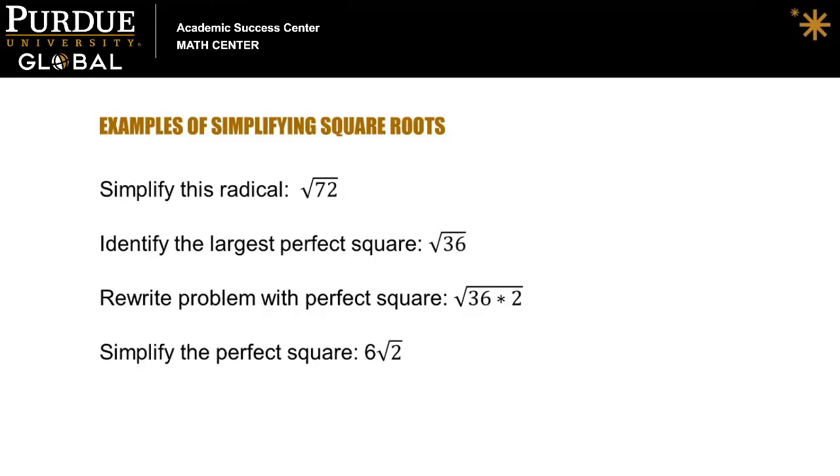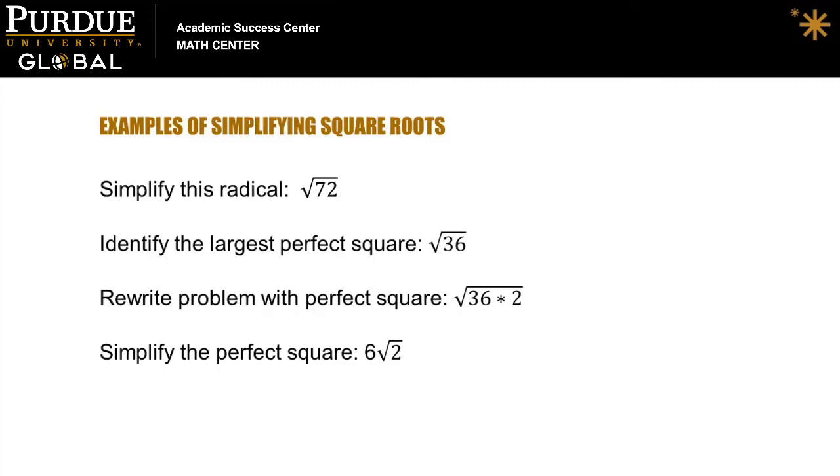Let's take a look at another example. In this example, we're going to simplify the radical 72. So we're going to identify again the largest perfect square. In this case, it's 36. Keep in mind that in this number there are other perfect squares. However, 36 is the largest.